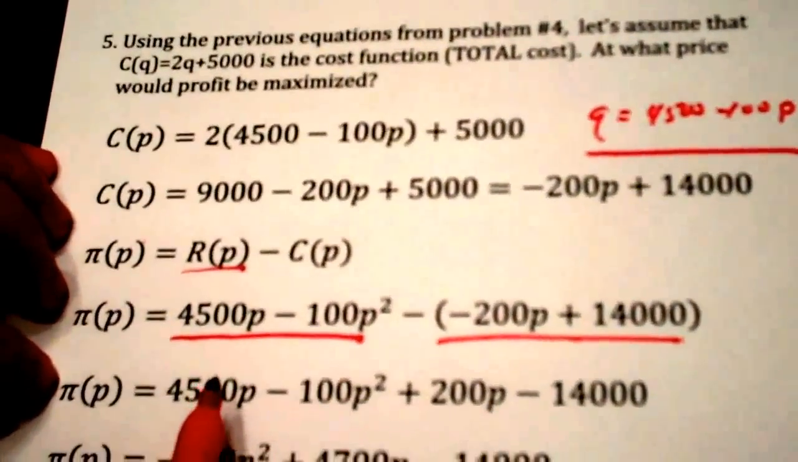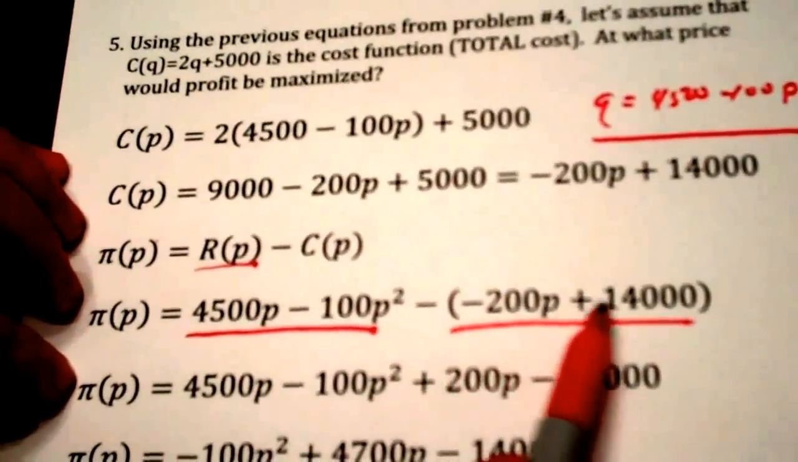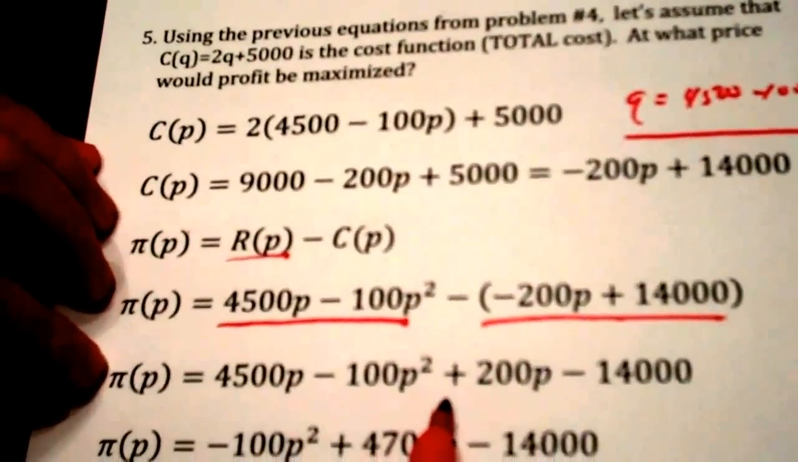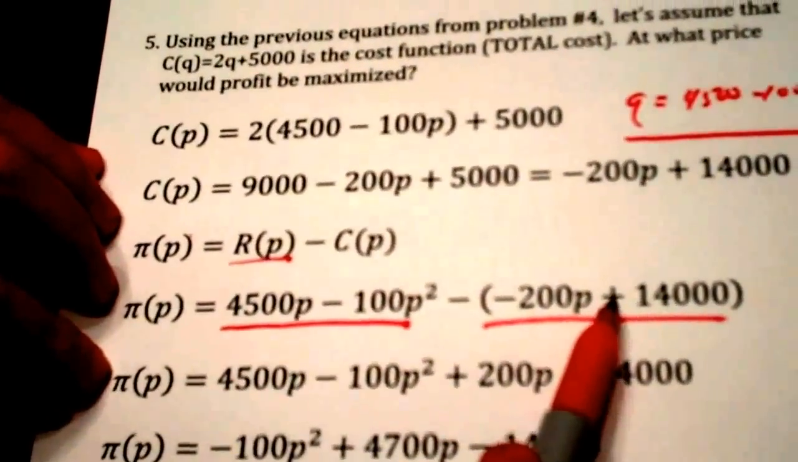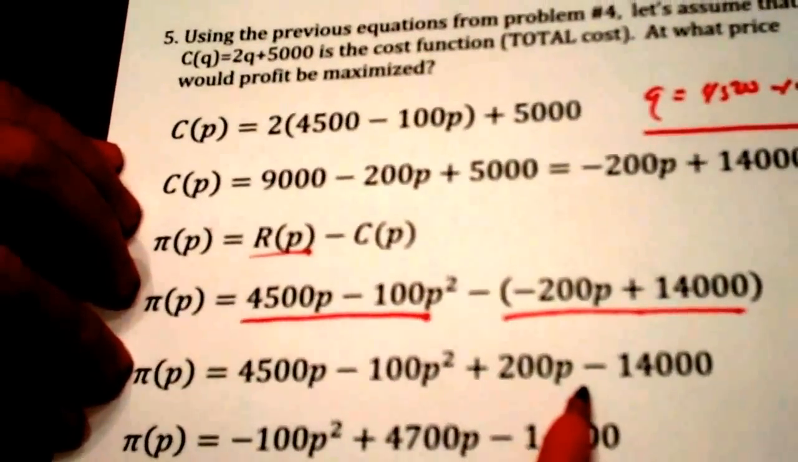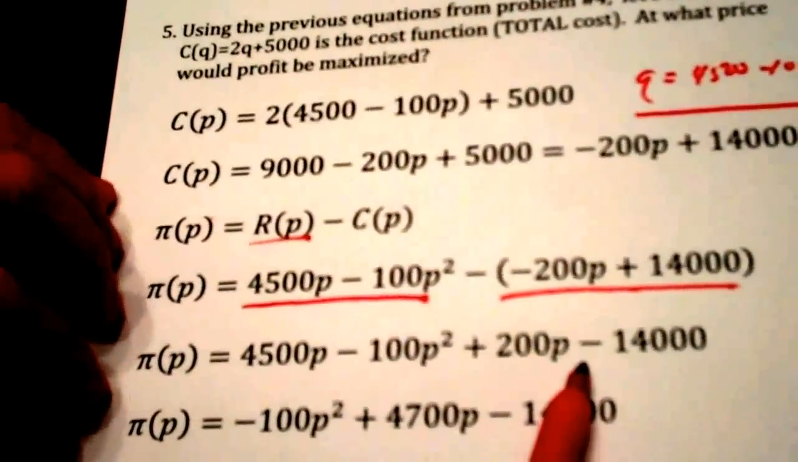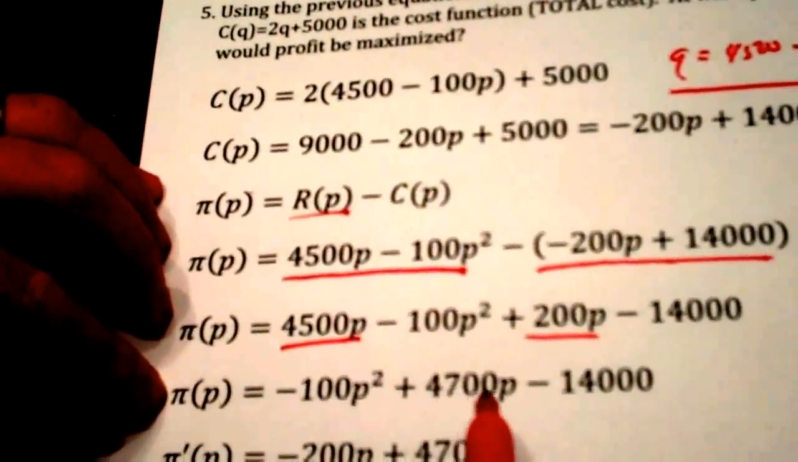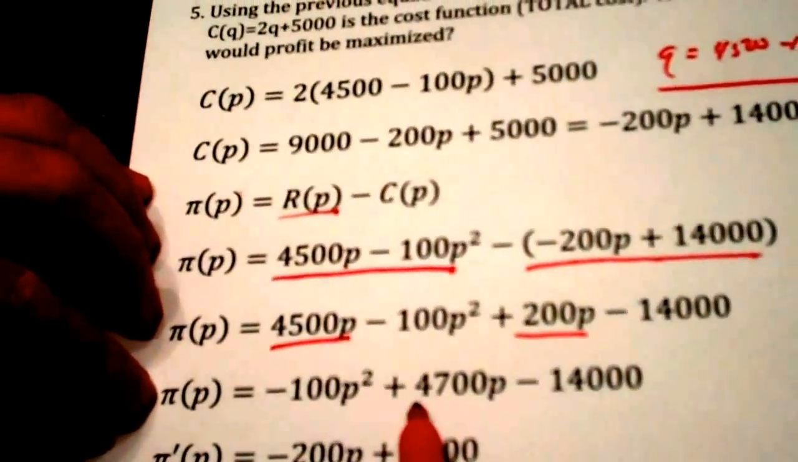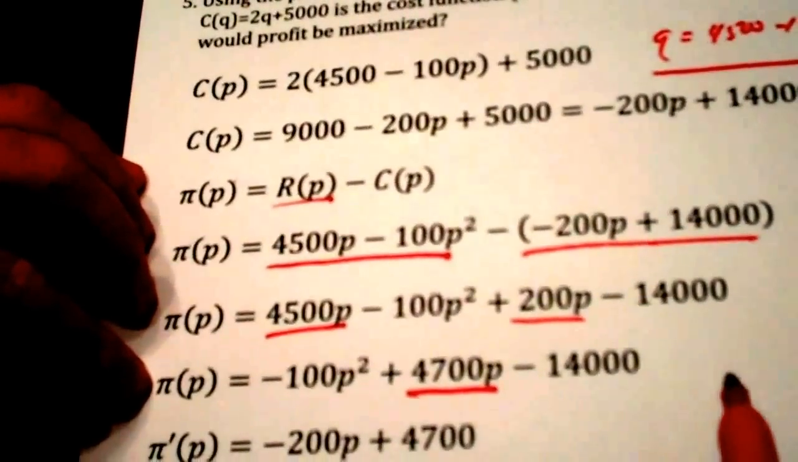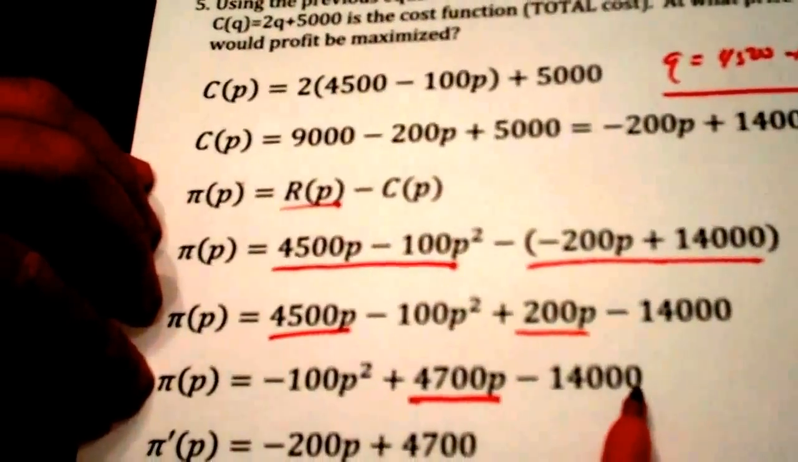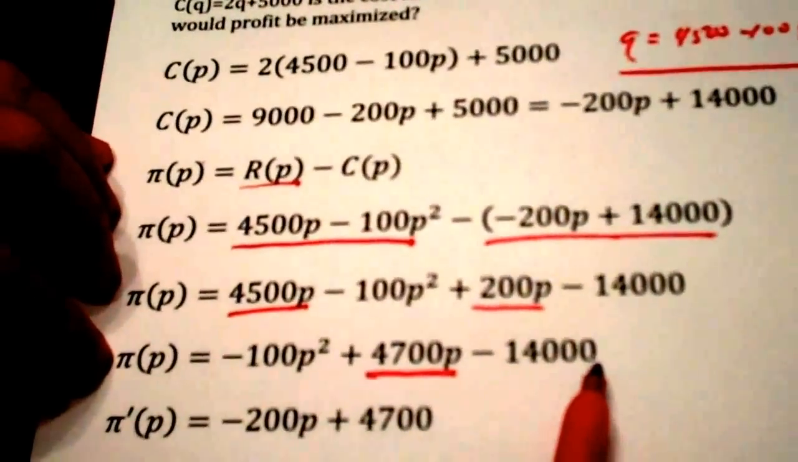So in this case, I'll take the negative through the parentheses, which will change my signs. My negative 200p becomes positive 200p. My positive 14,000 becomes negative 14,000. I will go ahead and put this in descending order and combine my two like terms, 4,500p plus 200p, which leaves me with 4,700p. And I now have a profit equation based on my price of p.